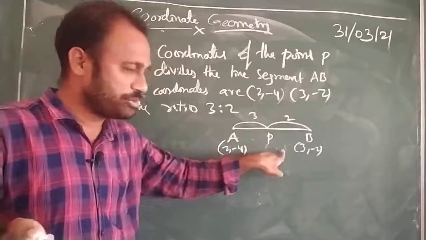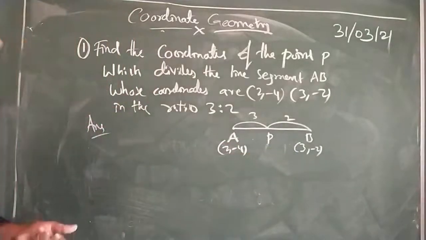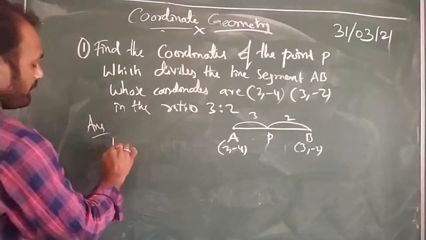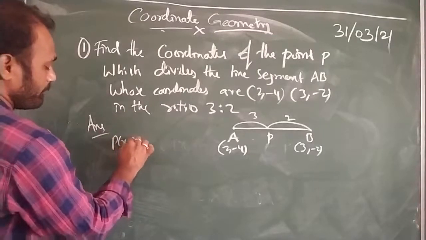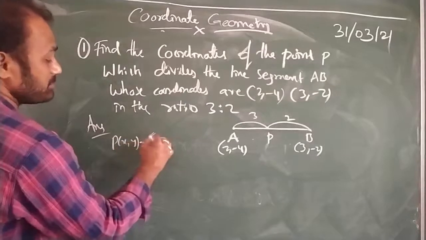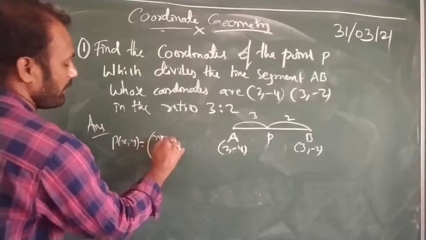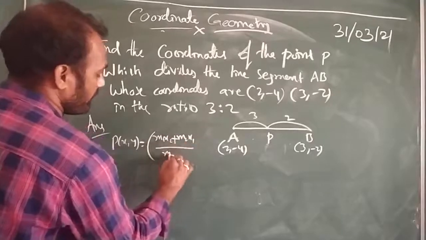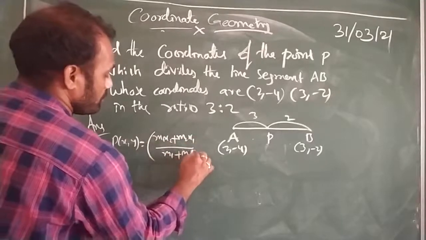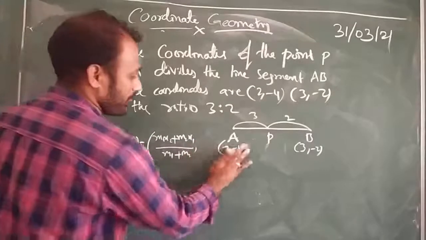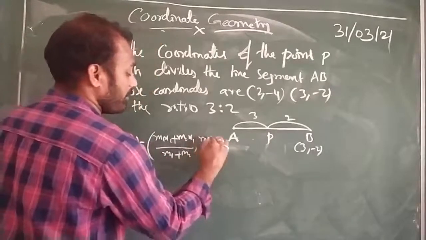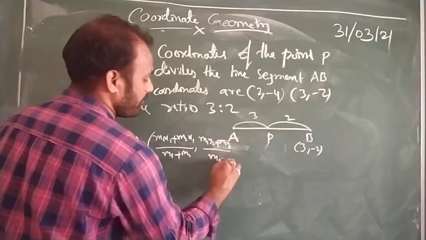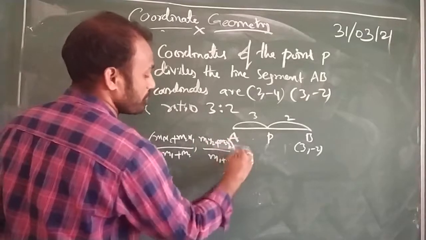We will assume (x, y). So what is the answer we are going to get? That we need to prove here. To prove that, we have the section formula, that is P(x, y) is given as (m1 x2 plus m2 x1) by (m1 plus m2), comma, (m1 y2 plus m2 y1) by (m1 plus m2).